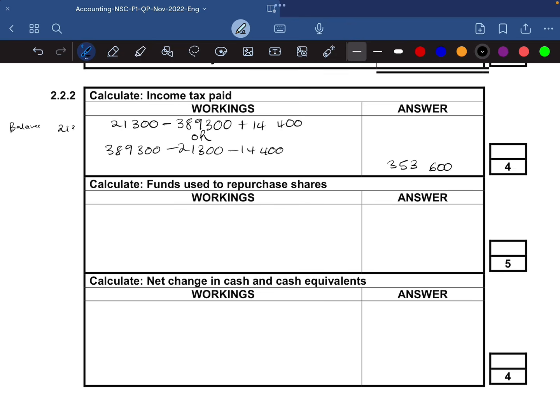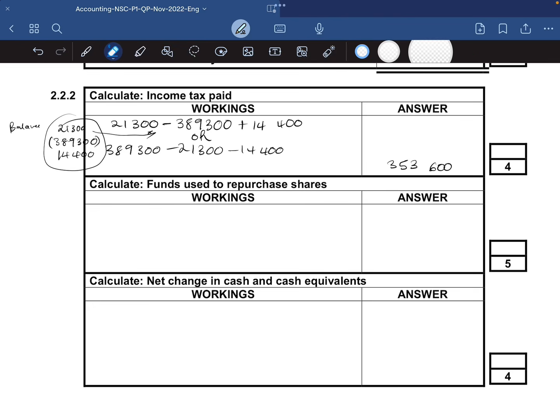We had 21,300. We are not paying SARS. Now this one is always an outflow because of course we have to pay. So that's 389,300. But now we haven't paid SARS. We owe SARS. Hence, we are saying 14,400 has not been an outflow. So what this is showing is actually this method, just that this one is in a linear format, which will definitely give the same answer, of course.